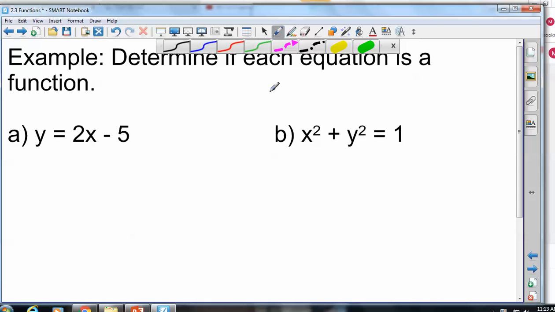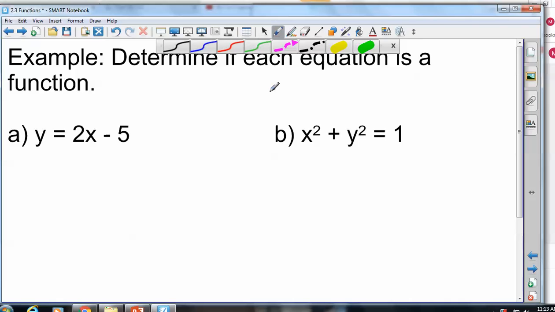We're talking about the difference between a relation and a function. A relation is just any kind of correspondence between ordered pairs. There's an x and a y. In a function, it's that special case where your x's don't repeat. And we talked about how the x was our domain and the y was our range.